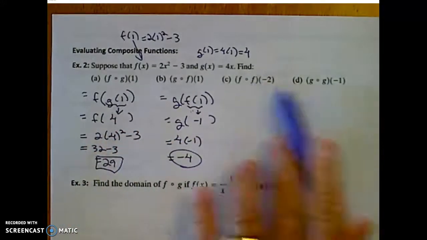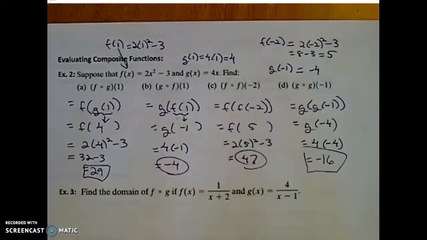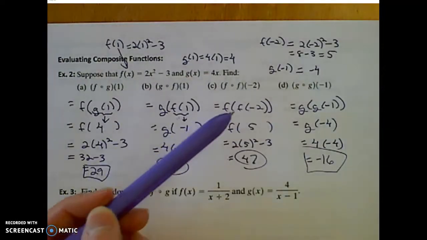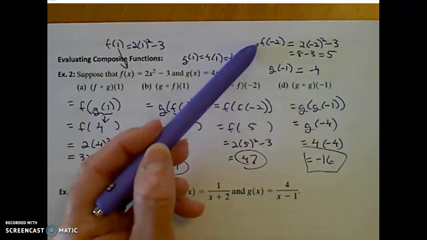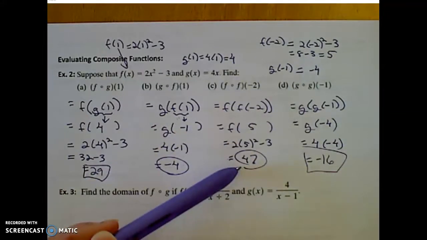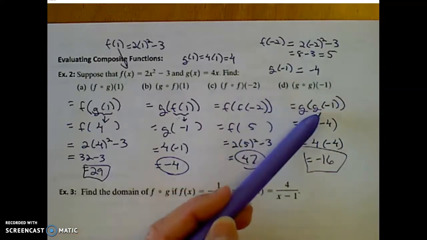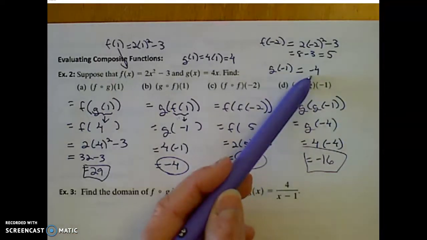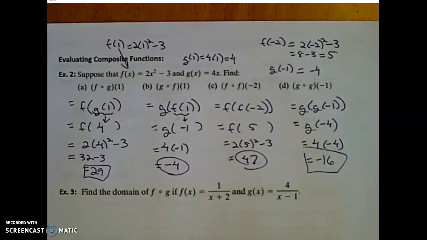Use what we did and see if you can evaluate those two composition of functions. I rewrite them first. Okay, thanks for checking how you did. What was f of f of negative 2? Check your work, it was 5. F of 5, I get 47. I like to rewrite first. What is g of g of negative 1? I got negative 4. Plug that output into g again, and I get negative 16.